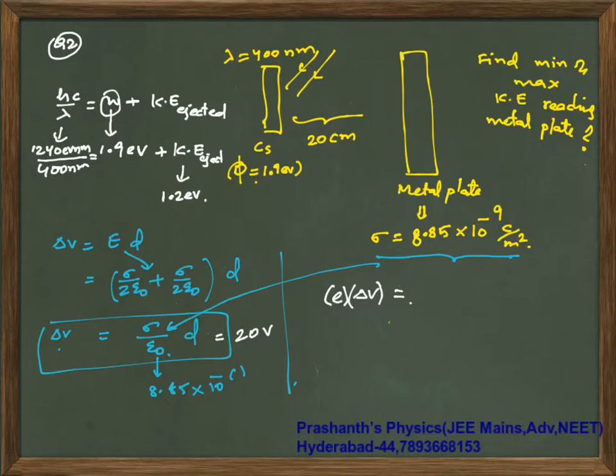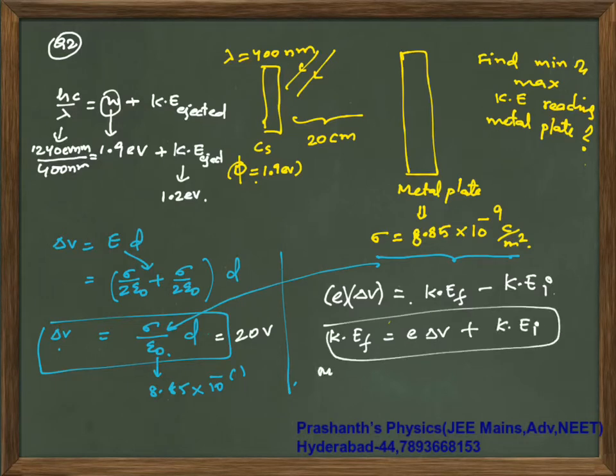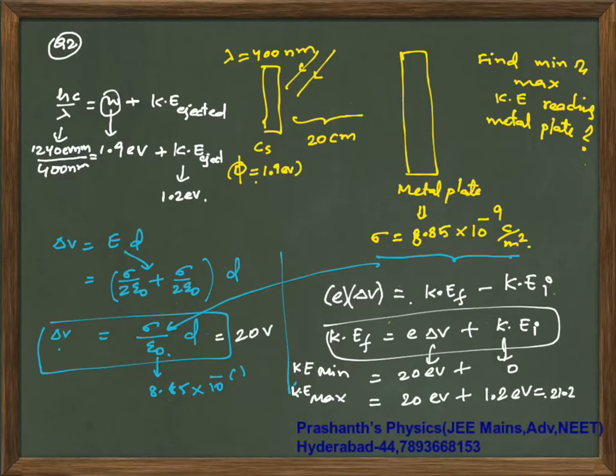So your E times potential difference is equal to KE final minus KE initial. For minimum and maximum you can substitute. Your KE final is E times delta V plus KE initial. Minimum is when this term becomes 0, maximum is when this is 20 electron volt plus 0, that is 20 electron volt plus 1.2 electron volt. So your KE max is this much, your KE min is this much, so it is 21.2 electron volt. Like this you are supposed to simplify.